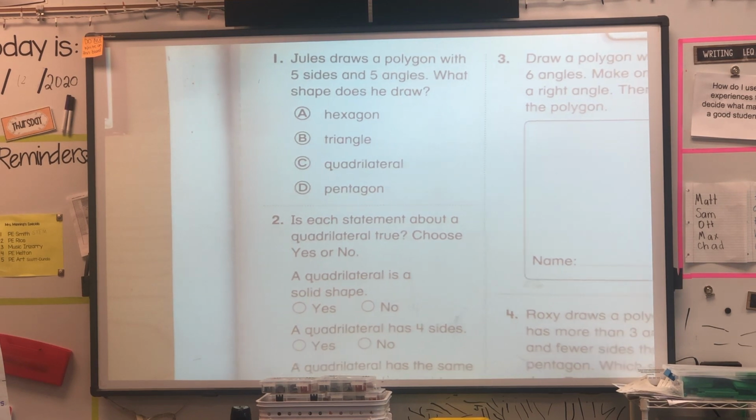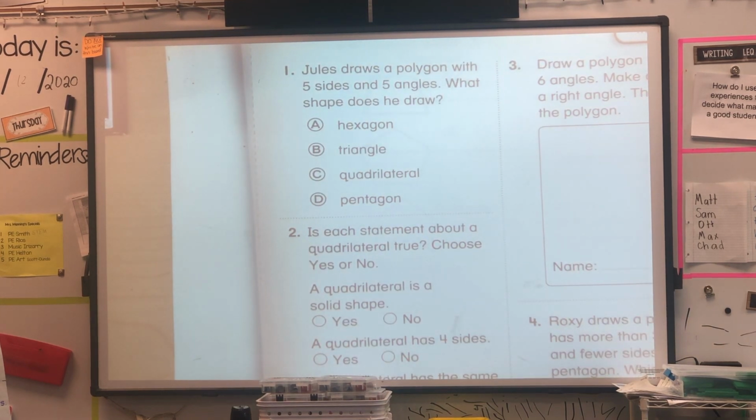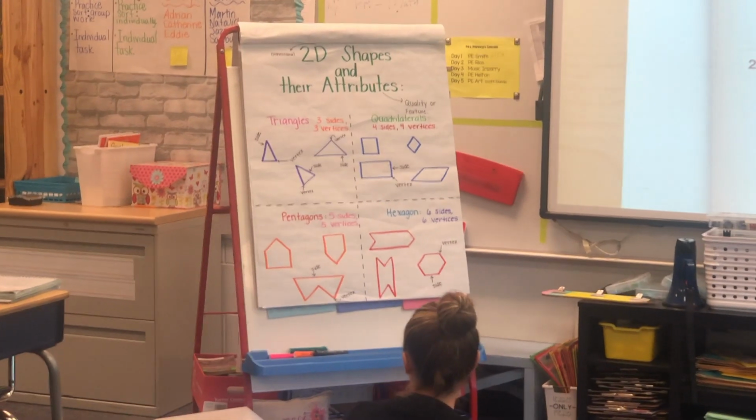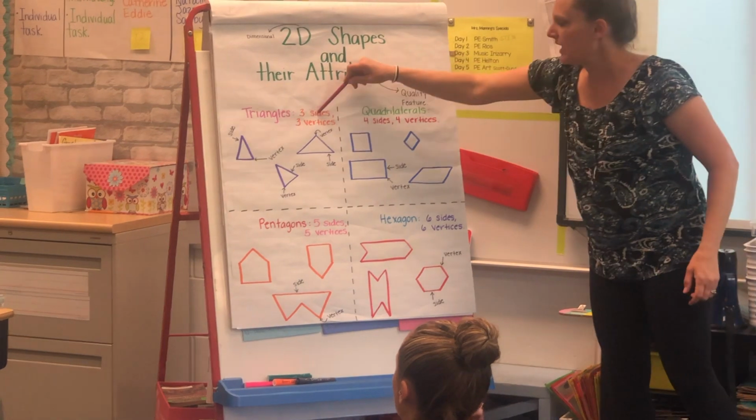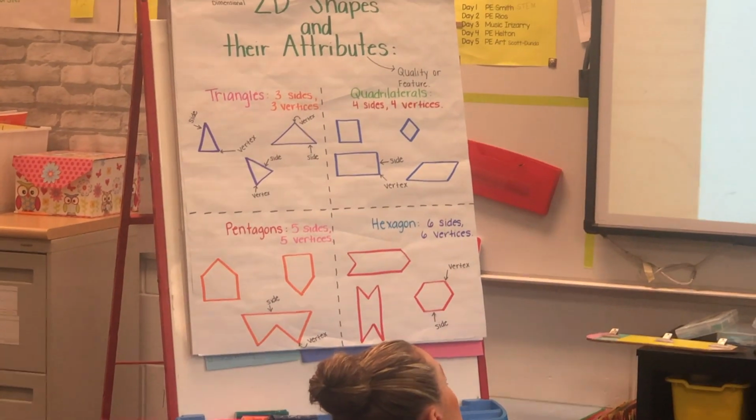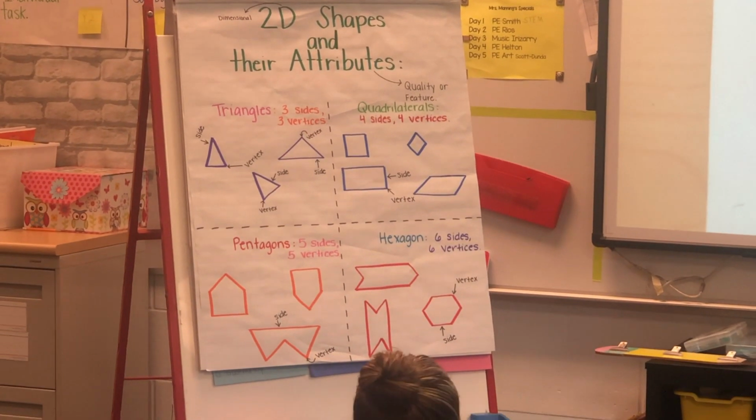Look at this. Ready? Jules draws a polygon with 5 sides, 5 angles. What shape does he draw? 5 sides, 5 angles. Let's take a look at our anchor chart. I need a 5. This is a 3. This is a 4. This is a 5. It has 5 sides, 5 angles. It is a pentagon. Very good. So I'm going to bubble pentagon.